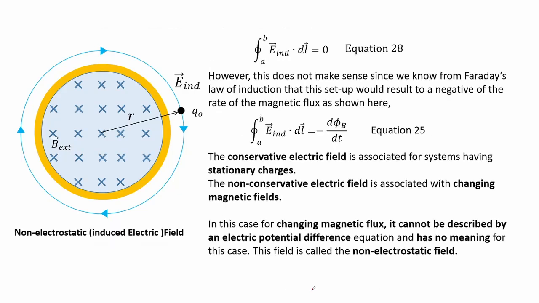However, this does not make sense, since we know from Faraday's law of induction that the setup would result in the negative of the rate of the magnetic flux, as shown here in equation 25. So we look at two types of electric field.